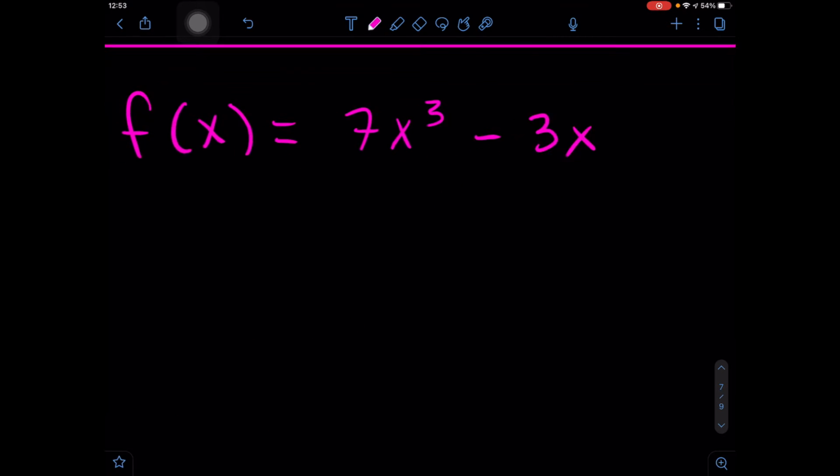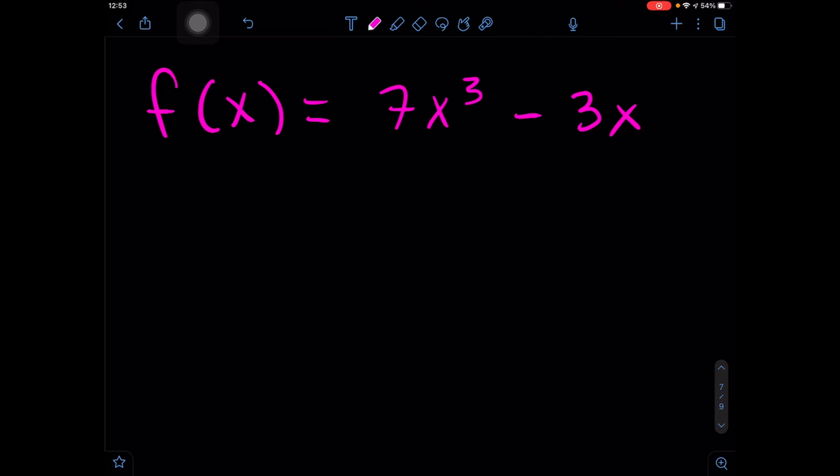Okay, now let's look at another problem. f of x equals 7x cubed minus 3x.